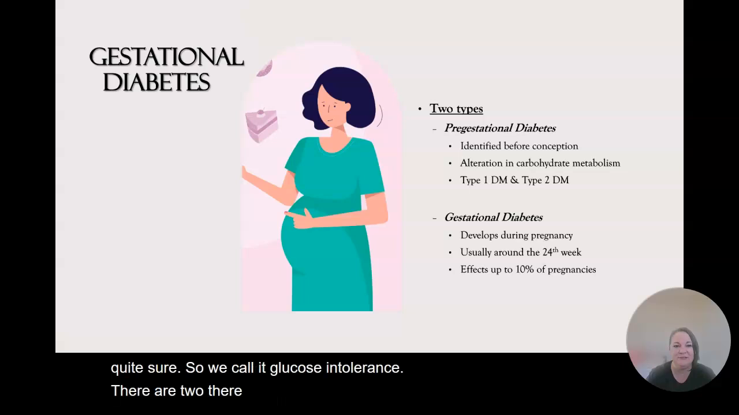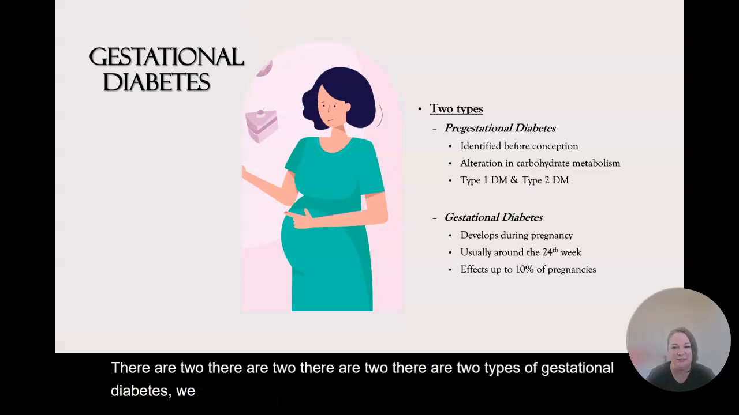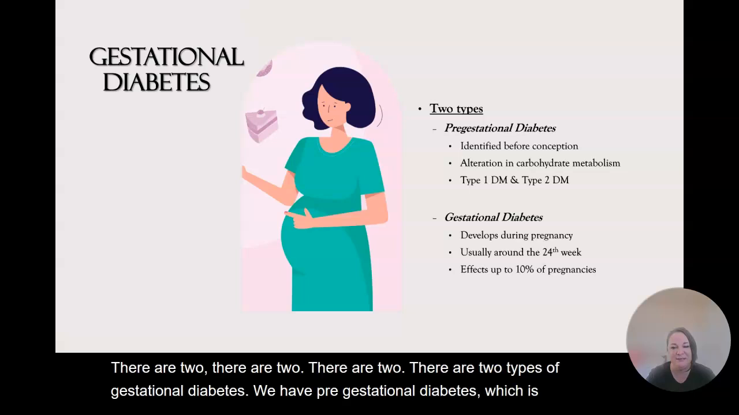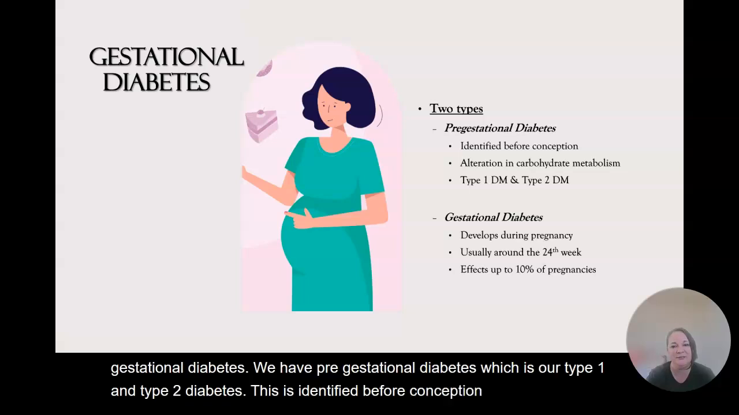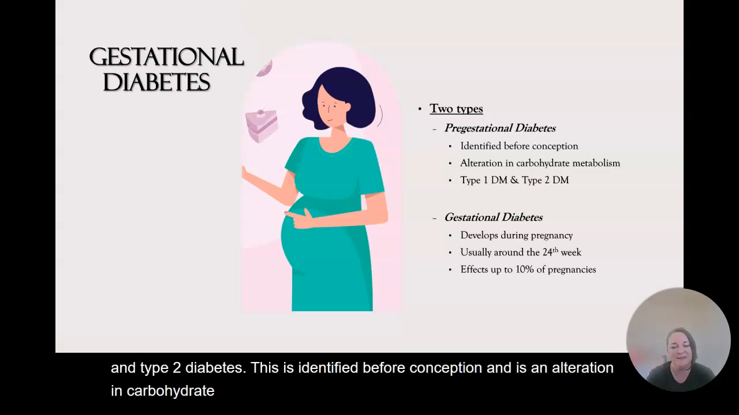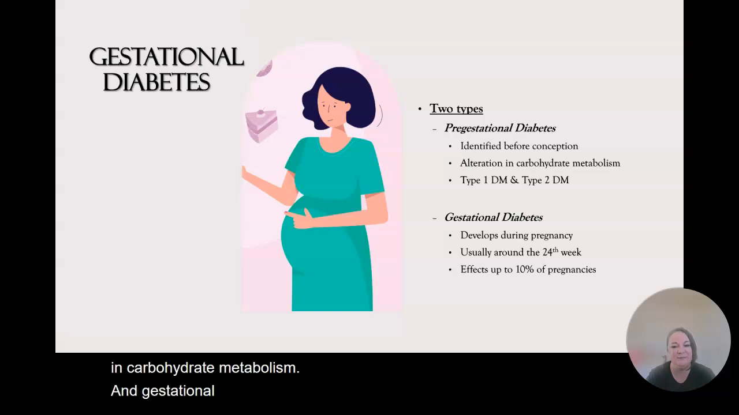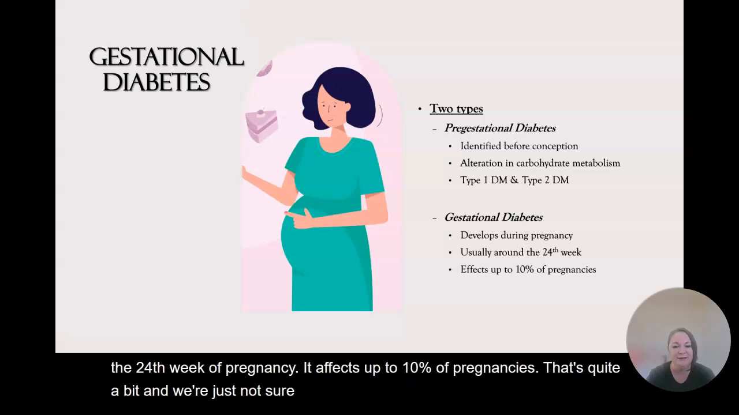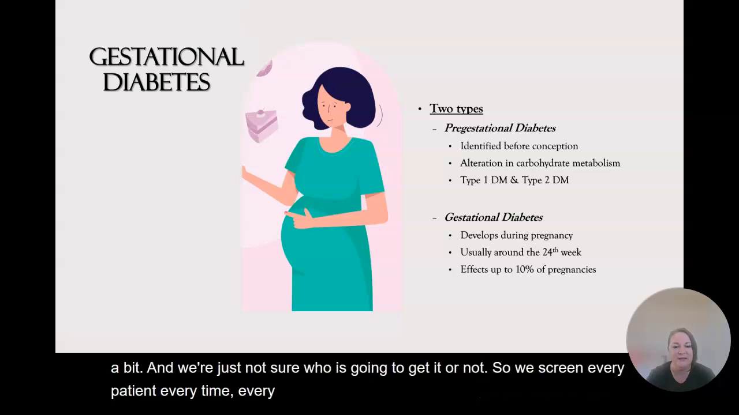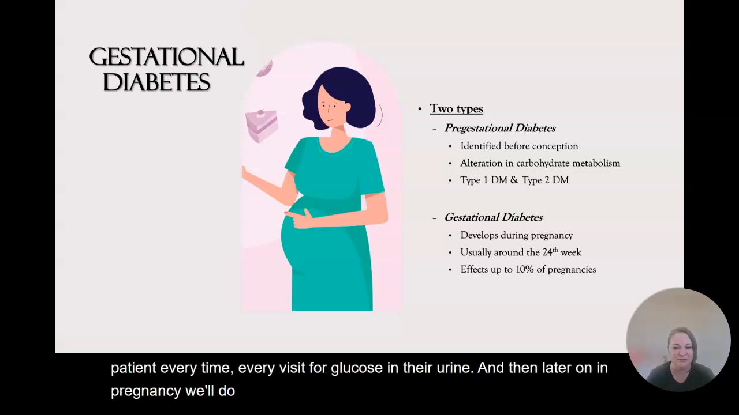There are two types of gestational diabetes. We have pre-gestational diabetes, which is our type 1 and type 2 diabetes. This is identified before conception and is an alteration in carbohydrate metabolism. Gestational diabetes develops during pregnancy, usually around the 24th week. It affects up to 10% of pregnancies. That's quite a bit, and we're just not sure who is going to get it or not. So we screen every patient, every visit, for glucose in their urine, and then later in pregnancy we'll do the glucose tolerance test.